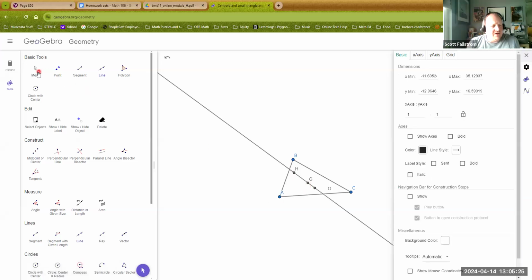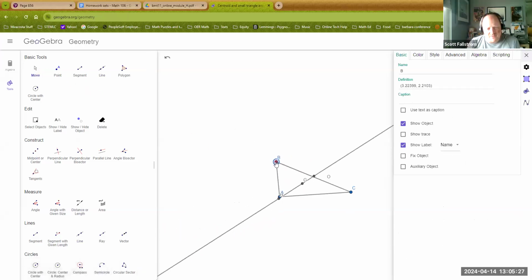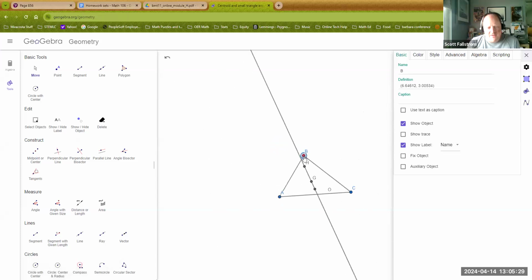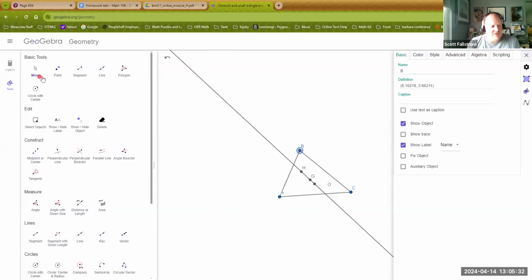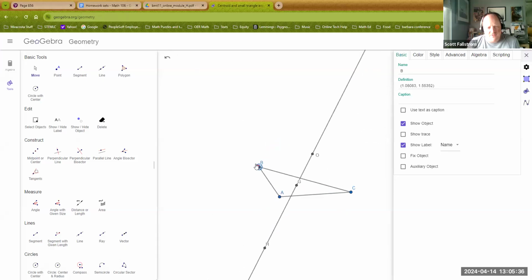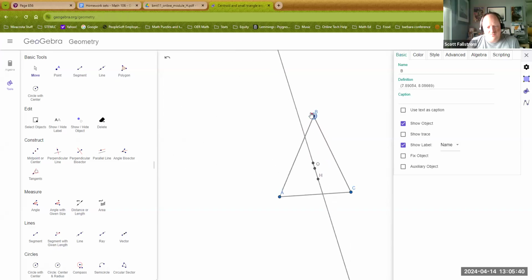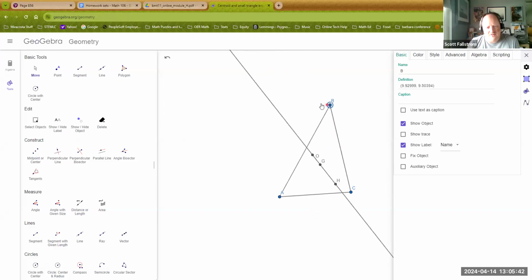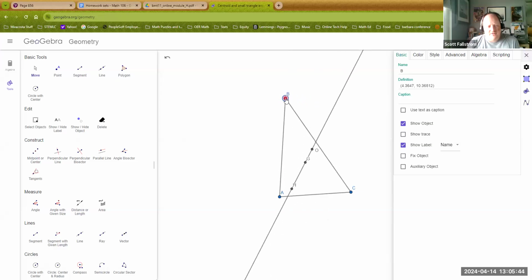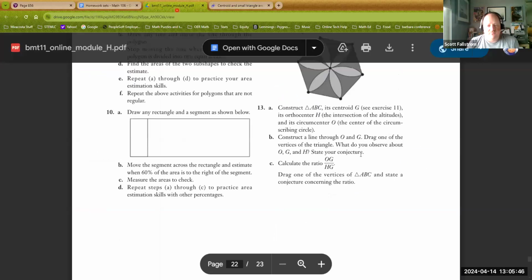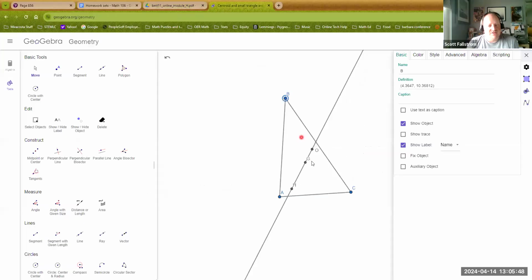There we go. And then it says drag your vertices around. What do you notice? Well, the line that goes through O and G, again, O is this one right here, seems to always go through H as well. Do you see that? Huh. So, answer to the question, what is my conjecture? My conjecture is O, G, H. These points are collinear. I think they are collinear.